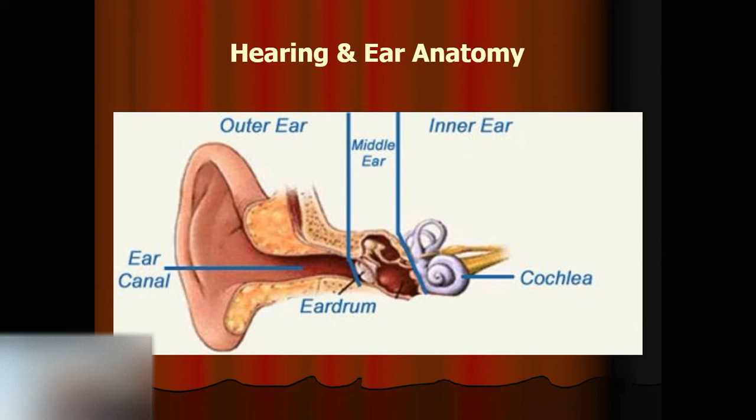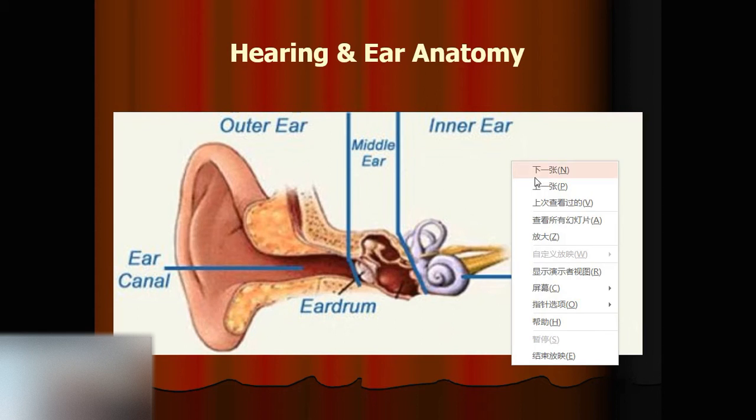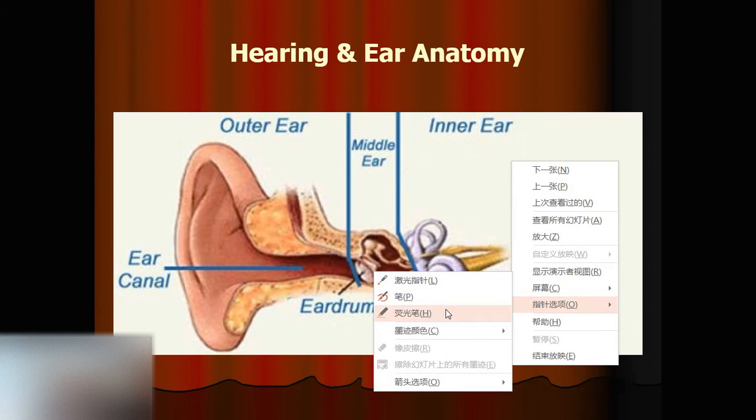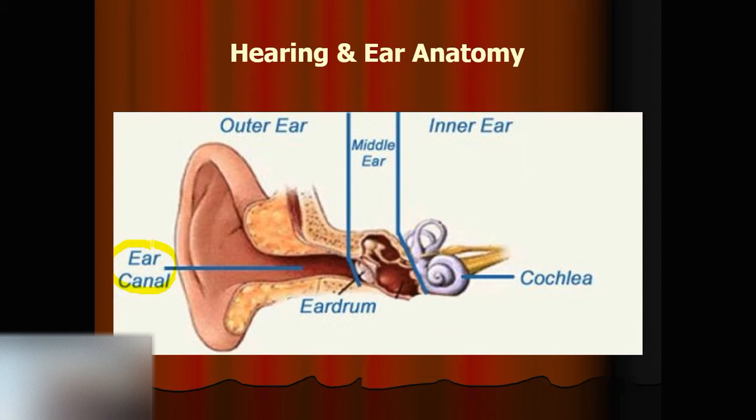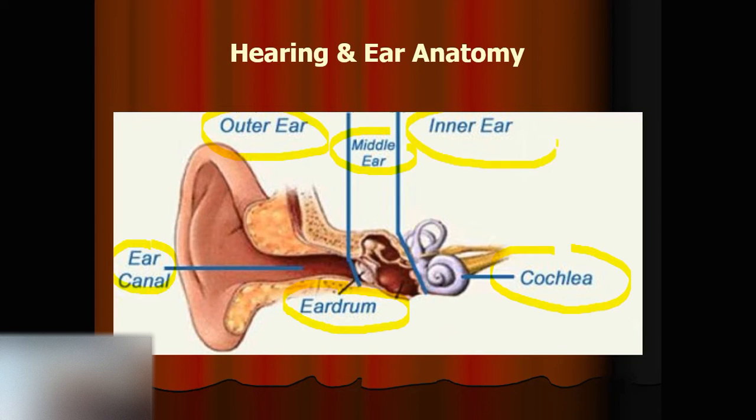First, let's take a look at how our ear looks. We have an ear canal that has an open end here at the entrance, and we have the eardrum, and we have the cochlea. So in short, we have three parts in our ear: outer ear, middle ear, and inner ear.